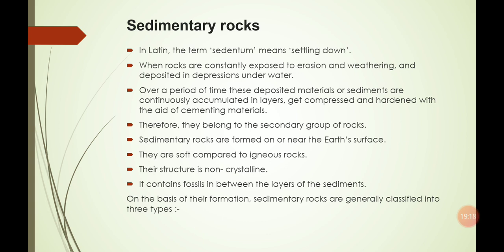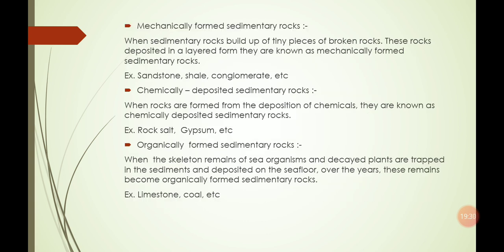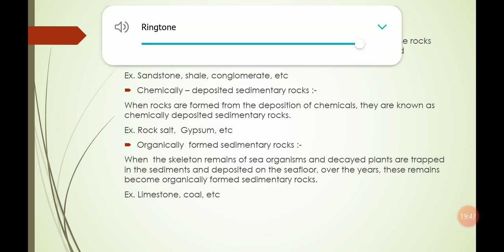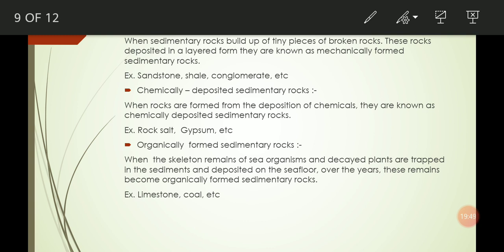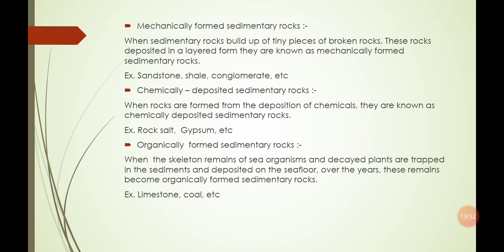a crystalline structure. Now, on the basis of formation, sedimentary rocks are generally classified into three types. Let us see what those three types are. The first one is mechanically formed sedimentary rocks. What are mechanically formed sedimentary rocks? When sedimentary rocks build up from tiny pieces of broken rocks, and these are deposited in a layered form, they are known as mechanically formed sedimentary rocks.